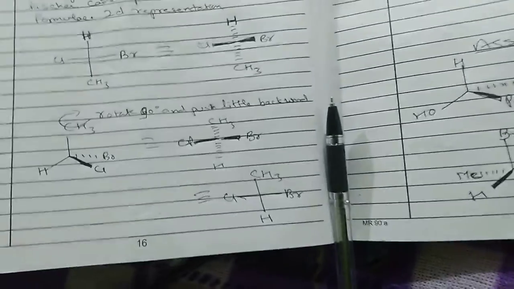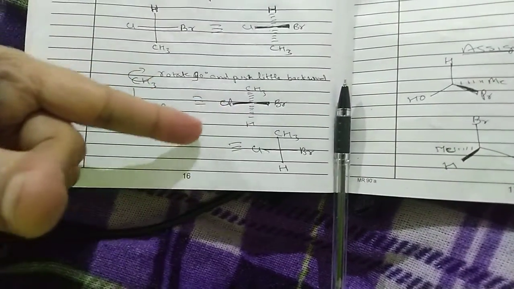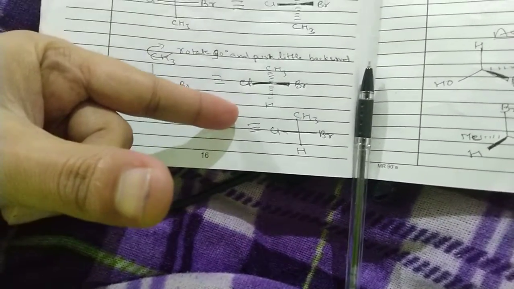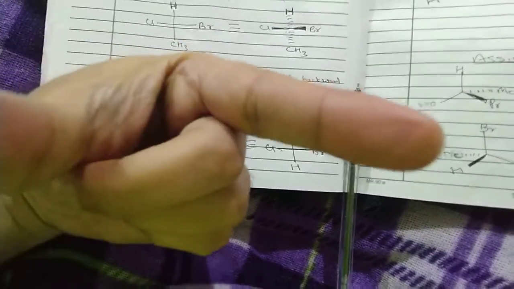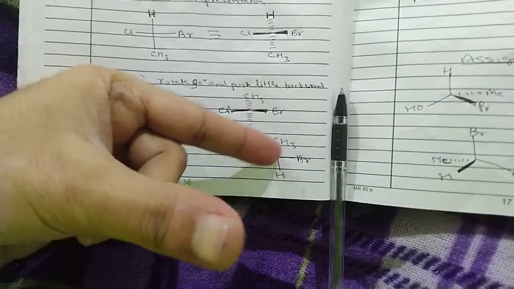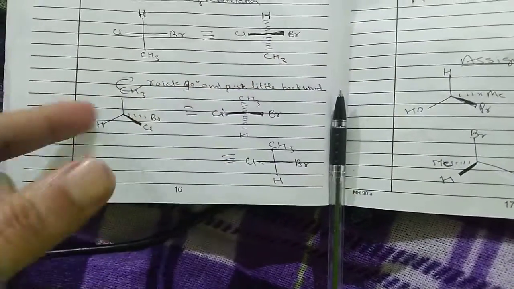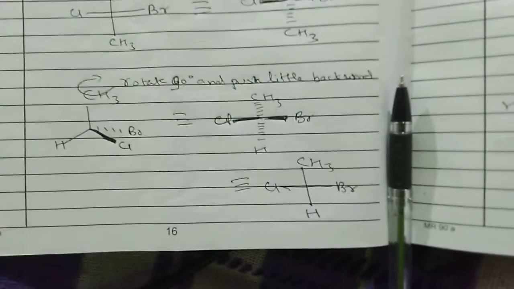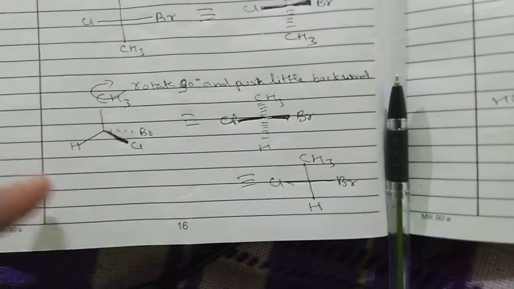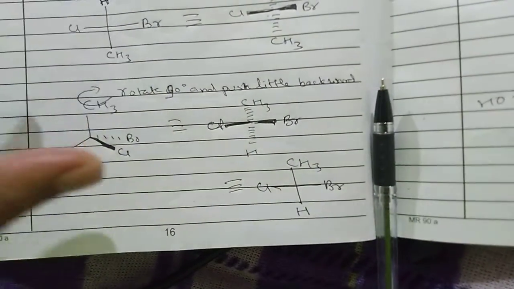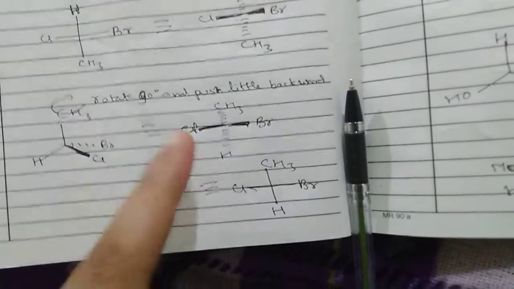Now when you have rotated this, what has happened? Br was away from the viewer. Imagine Br is your index finger and Cl is your thumb. So it was away. Now when you rotated it like this, both of them came towards the viewer. But since Cl was up, it went towards the left side, and Br, which was behind, came towards the right side. Is it very clear? So your Br has come front, your Cl has come front, and CH3 and H have both gone behind, and you are getting this.